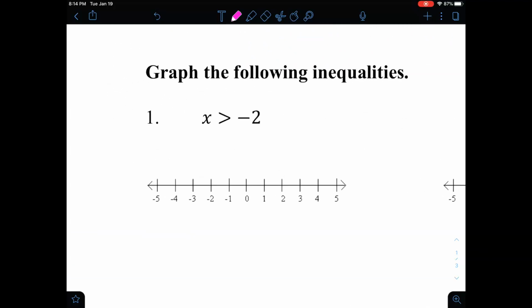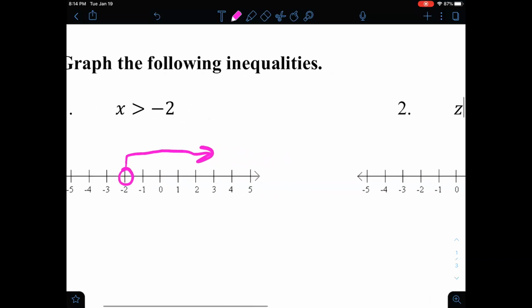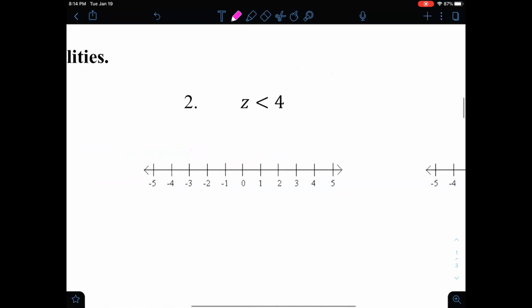All right, x is greater than negative 2. It's going to be an open circle on negative 2 because negative 2 is not equal to. And we're going to shade to the right. It's numbers that are greater than negative 2, or numbers to the right are greater than negative 2.